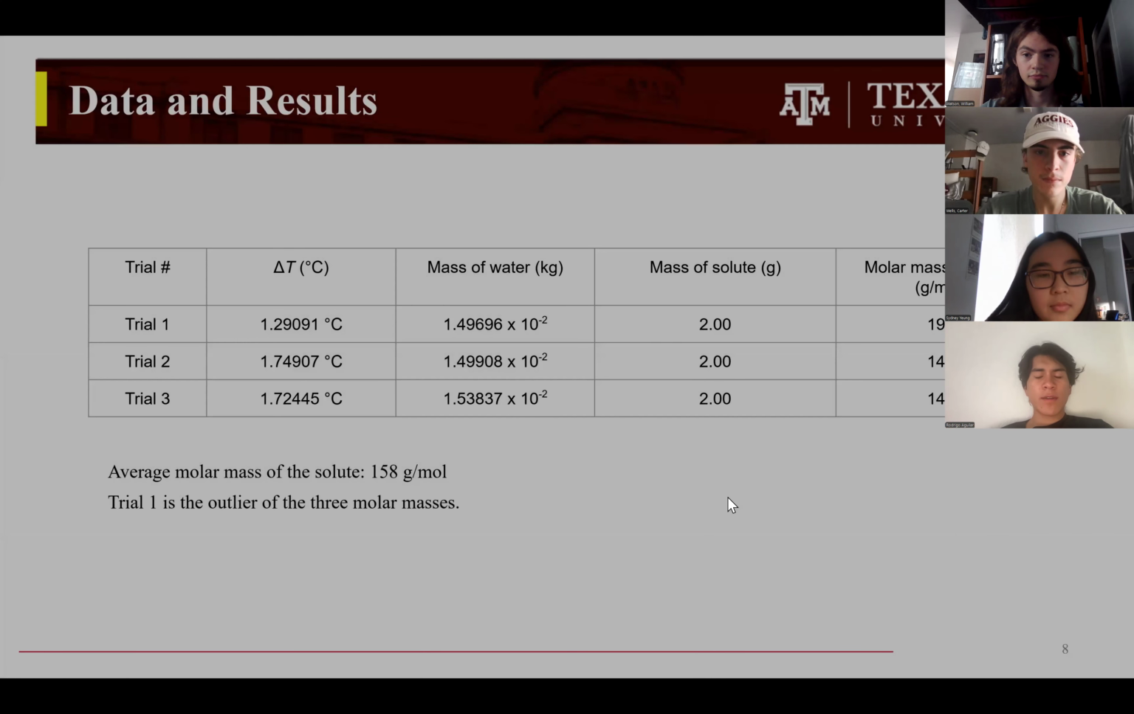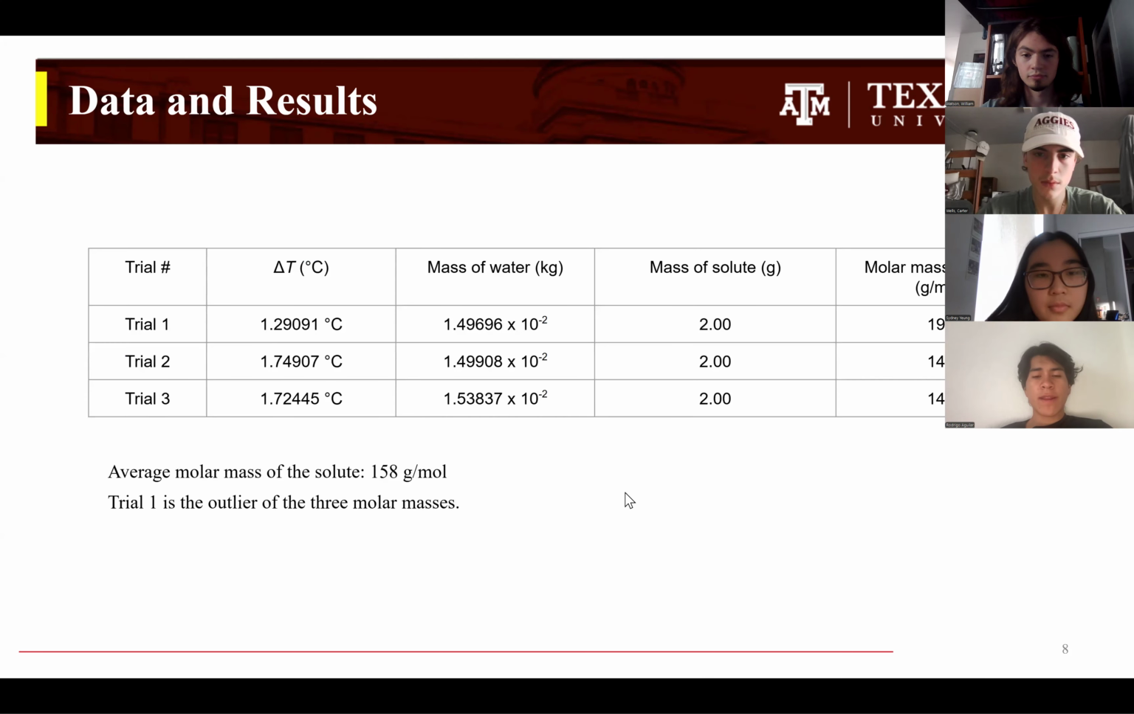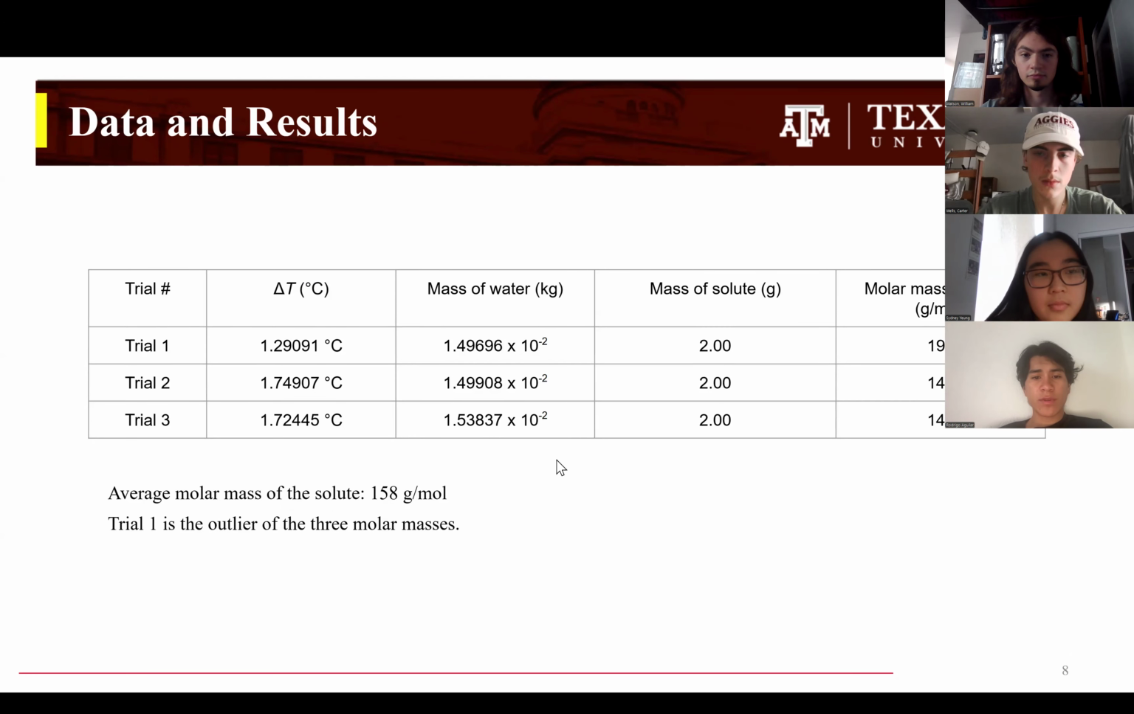Based on the data we found, we determined that trial 1 had a temperature change of 1.29091 degrees Celsius. Trial 2 had a temperature change of 1.74907 degrees Celsius. And trial 3 had a temperature change of 1.72445 degrees Celsius.